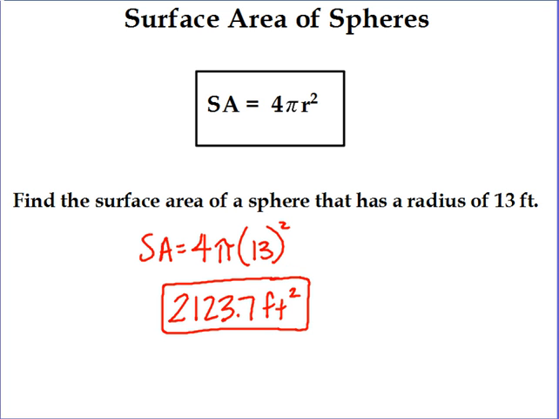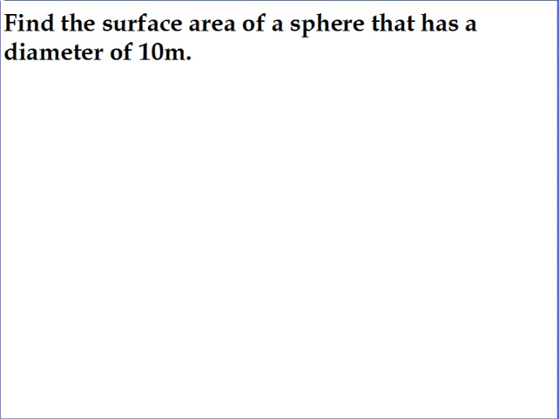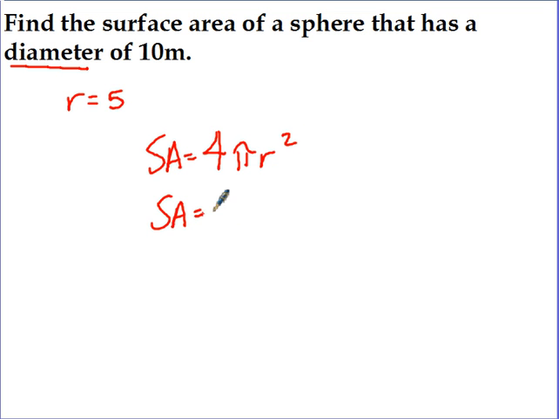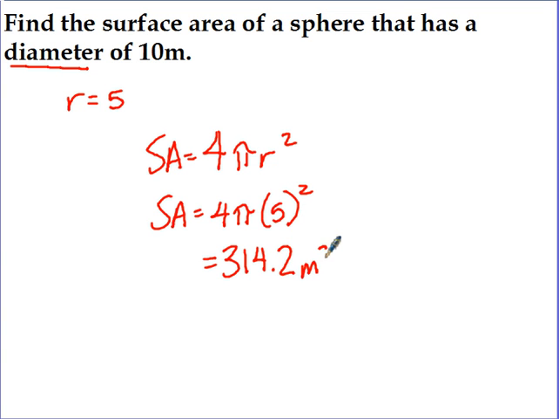But that's really it. So the next one, now it's asking diameter. But we know if diameter is 10, then that means the radius is 5. So again, we just go right to our surface area formula. You don't need to look at anything else. So 4 pi times 5 squared. Plug that into your calculator, and you get 314.2, and this is in meters.